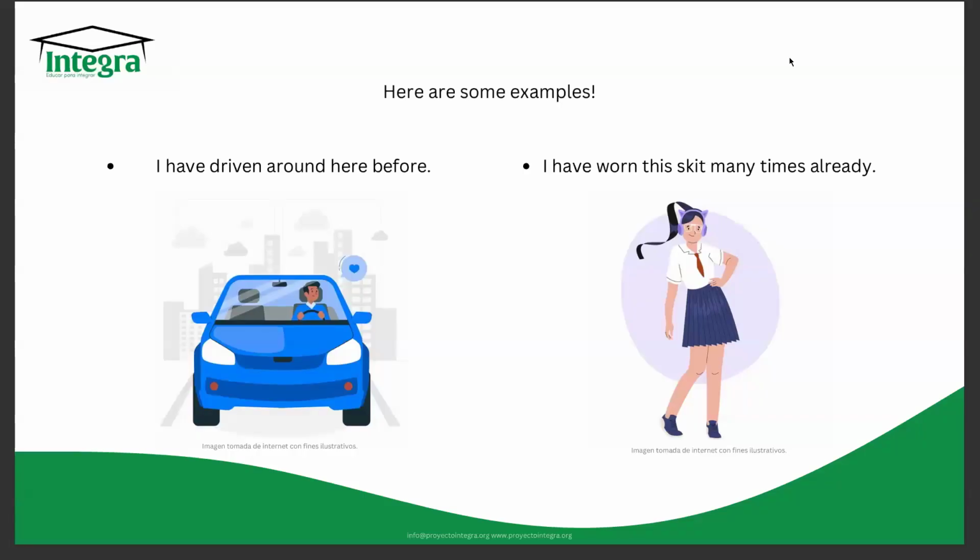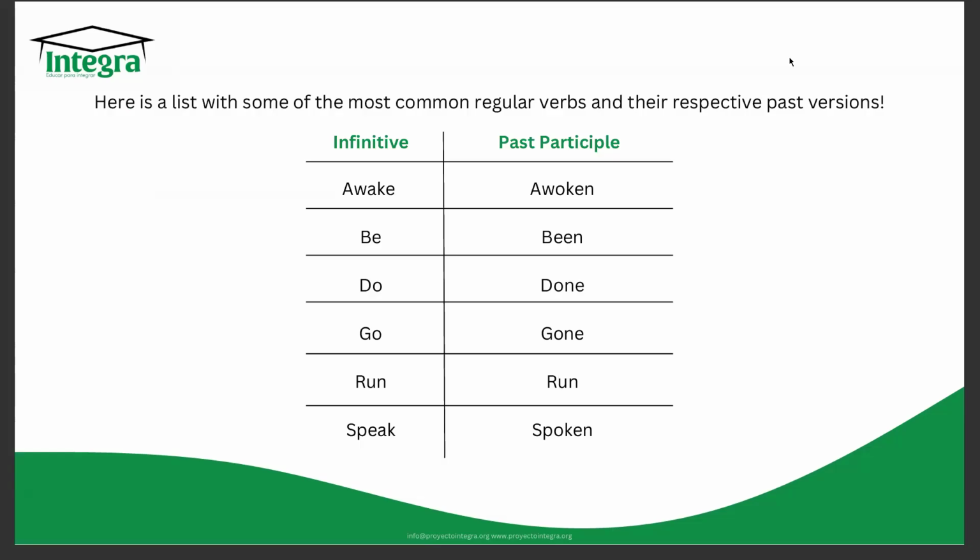And here are some examples of sentences with these irregular verbs. We have: I have driven around here before, and I have worn this skirt many times already. And here's a little list of some common irregular verbs. We have awake, awoken, be, been, do, done, go, gone, run, run stays the same. This is one of the ones that they stay the same in infinitive, simple past, and past participle. This is a very interesting verb because the three of them are the same. And then lastly, we have speak, spoken.